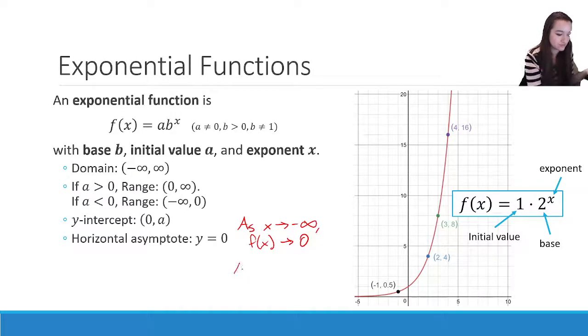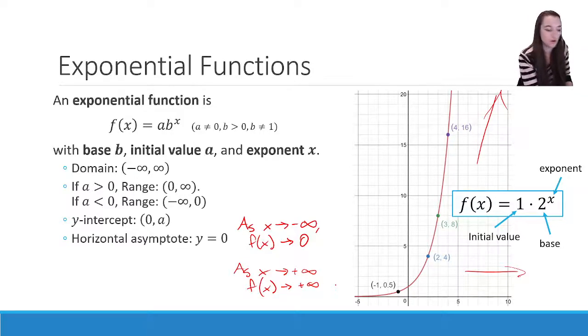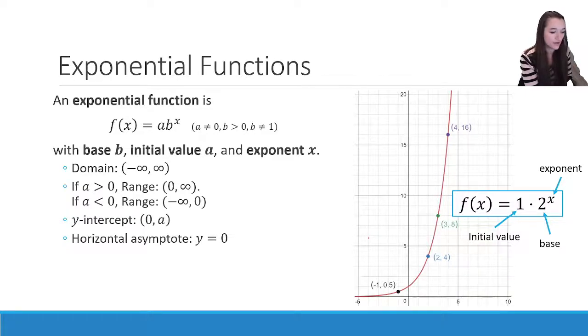If we head towards positive infinity with our x, if we're going this way, f of x is just going upwards. So there is no asymptote in that direction. So we could say f of x goes towards positive infinity as well. Again, this is specifically for when a is positive, basically in this particular case. If a were negative, then it would look a little bit different, but the point is it's always going to have this horizontal asymptote at y equals 0 for this basic exponential function.